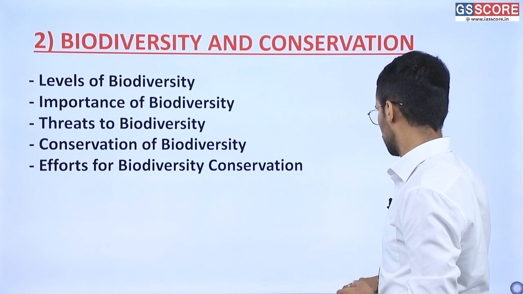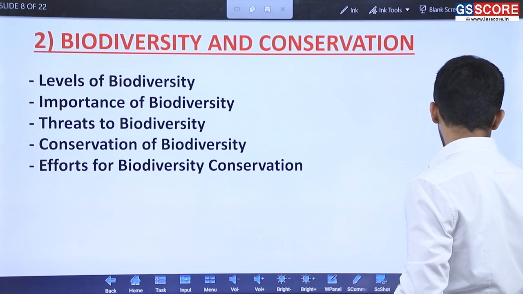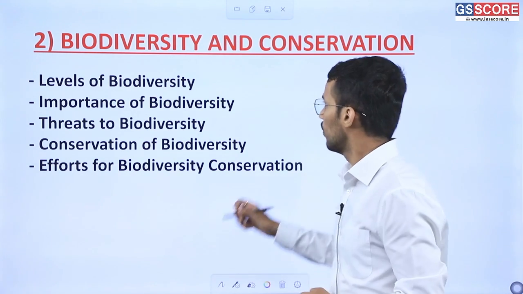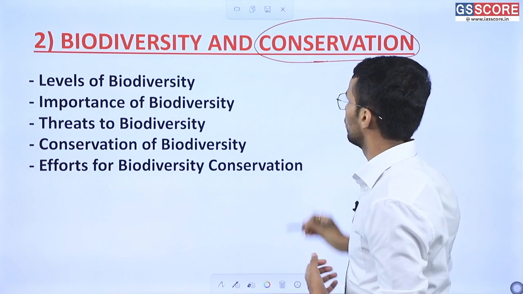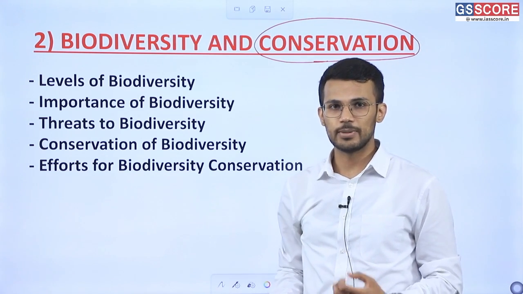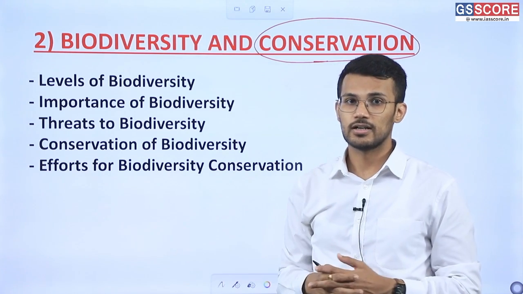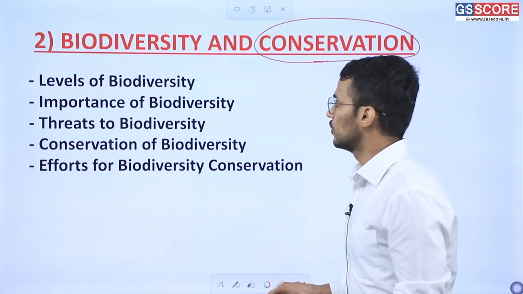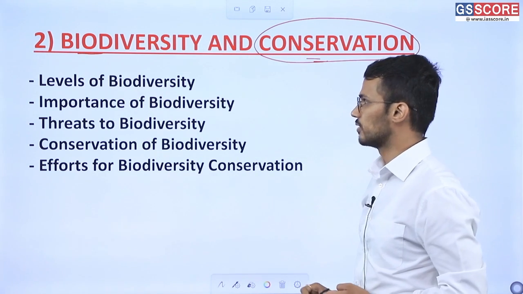Next, after environmental ecology, UPSC has mentioned biodiversity in their prelims syllabus. And biodiversity and this part of conservation, which they have mentioned in the mains syllabus, we can study these two aspects simultaneously, or together. So that's why the second chapter is biodiversity and conservation.